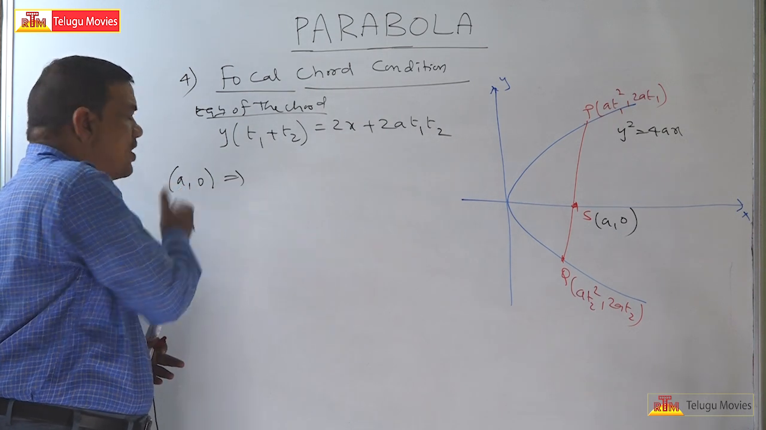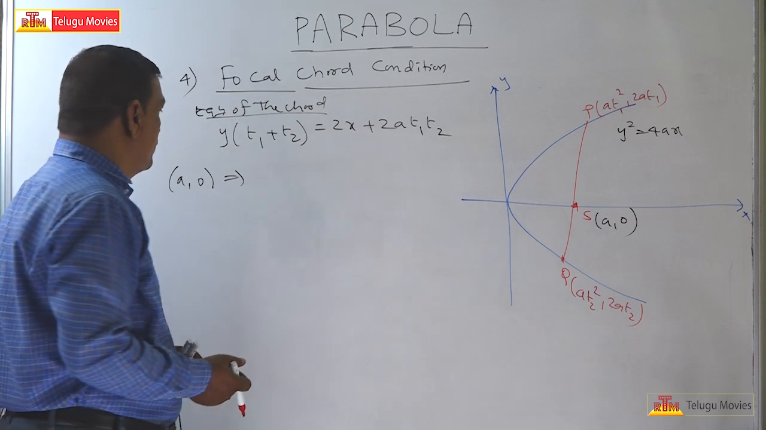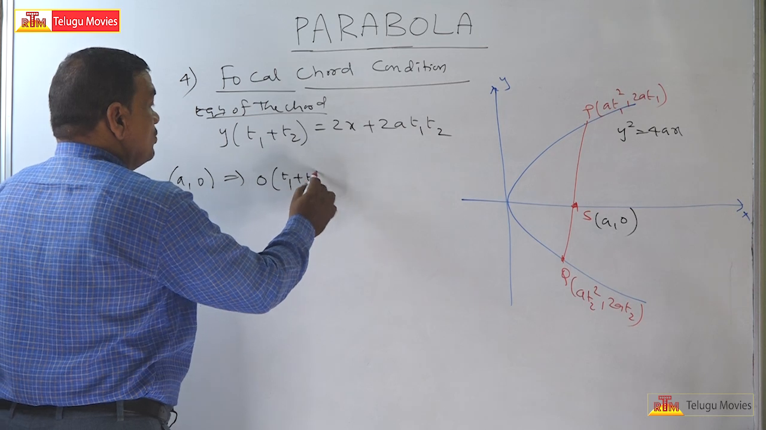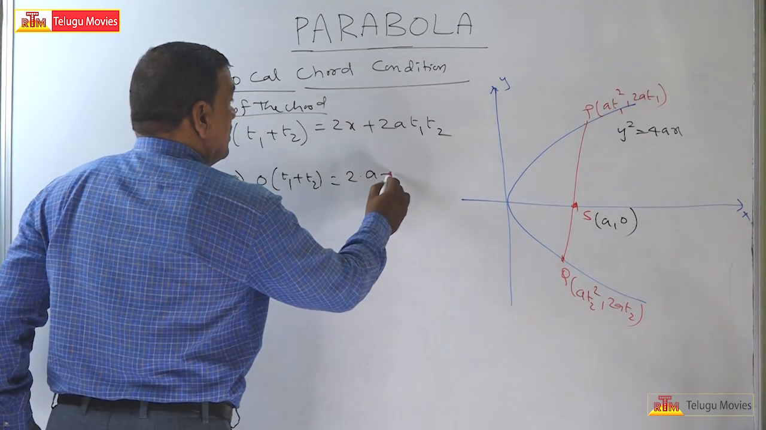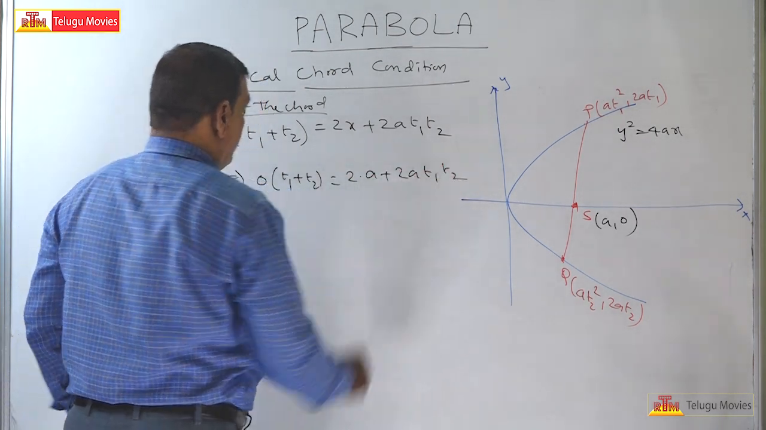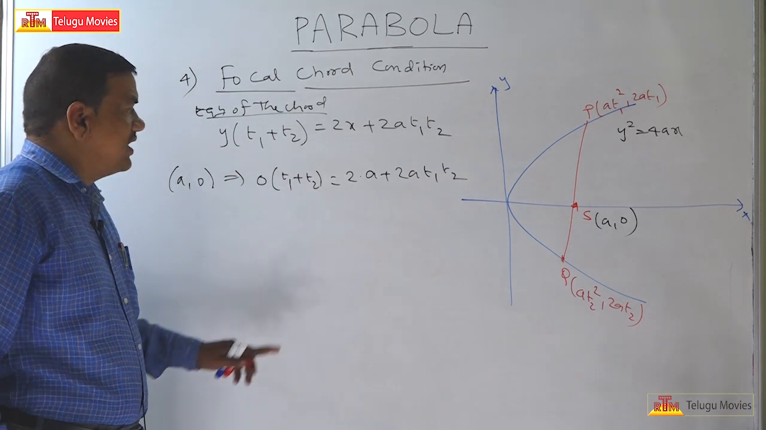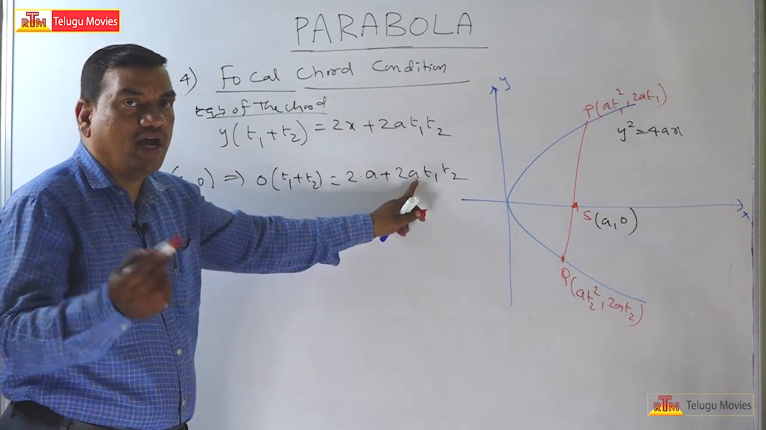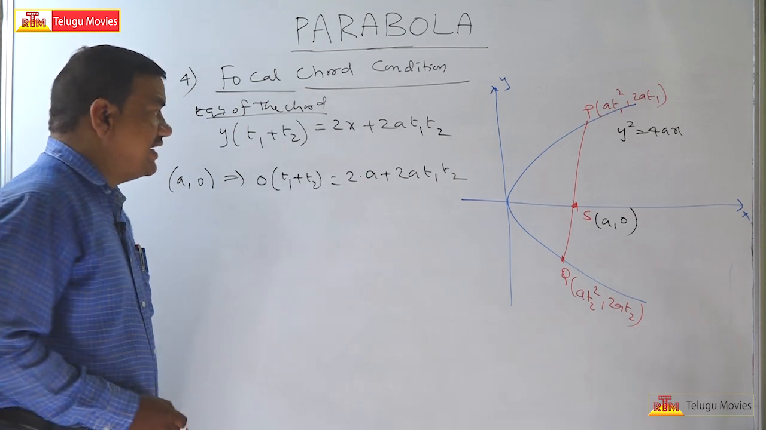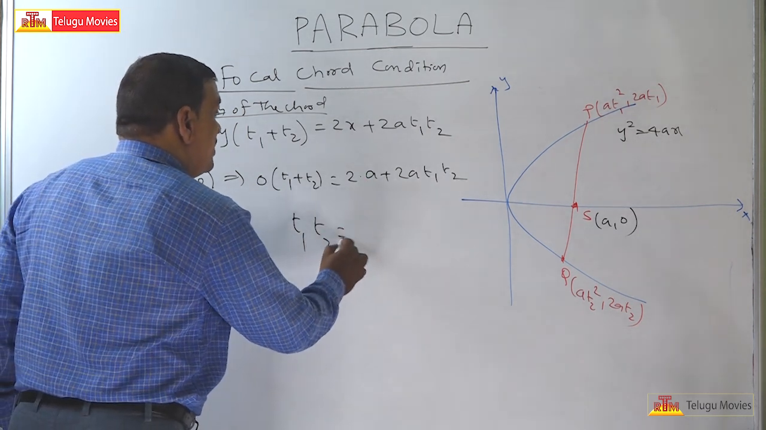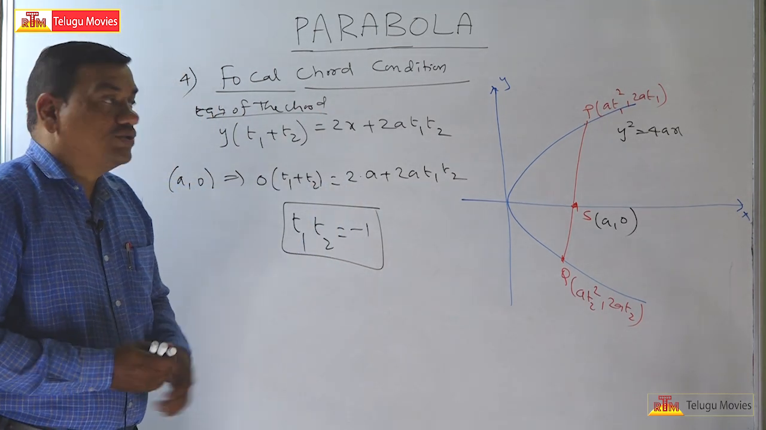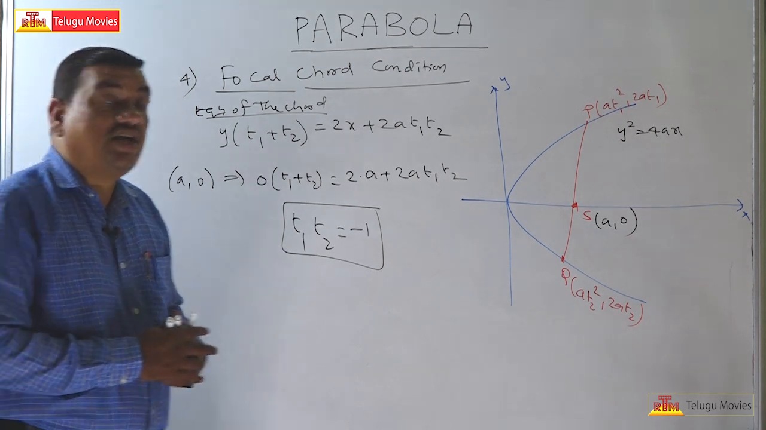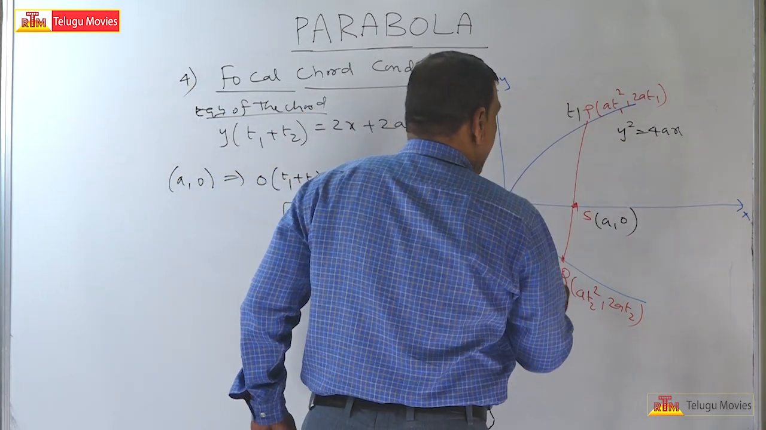Since this focal chord is passing through the point (a, 0), let us substitute. In place of x, you substitute 0 into t1 plus t2 is equal to 2 into x means how much? a plus 2a t1 t2. So this right hand side whole thing will become 0. This is also 2a, so we can cancel here 1. Take to right hand side. So this is equal to t1 into t2 is equal to minus 1. So this is a condition, a relation between t1 and t2.